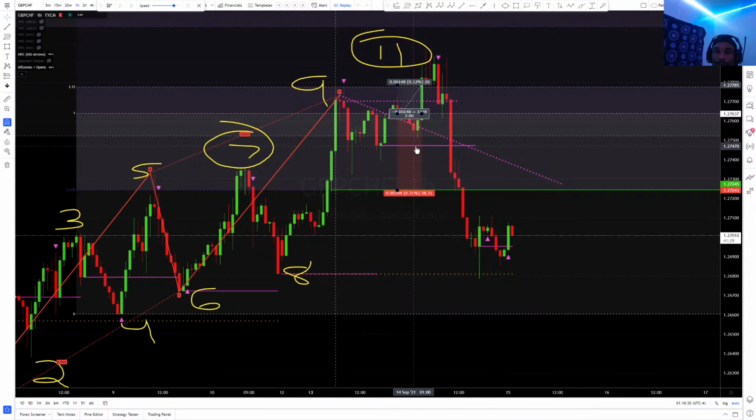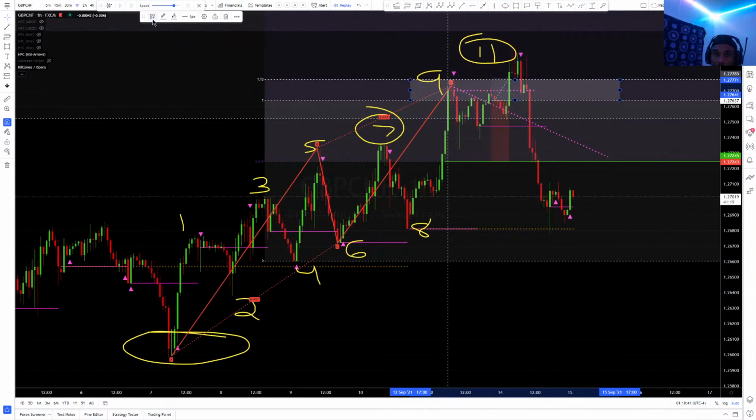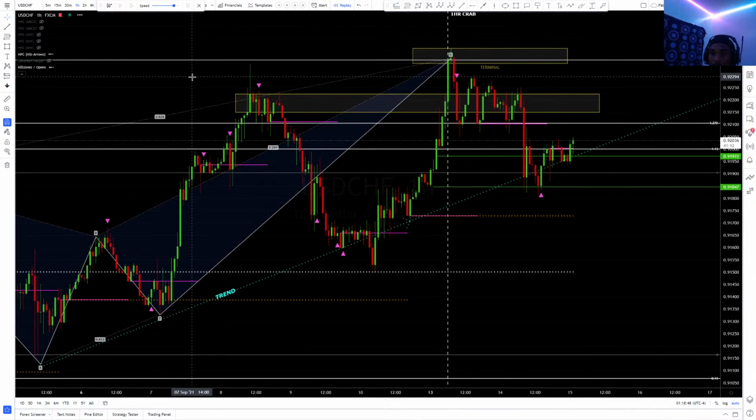We still have Pound Swiss. That was an ABCD pattern. Perfectly came into this sweet spot. Okay. Doesn't get that much better than that. Killer. That was Pound Swiss.